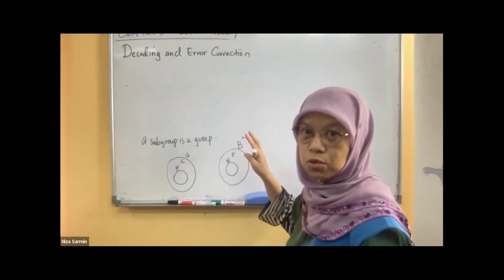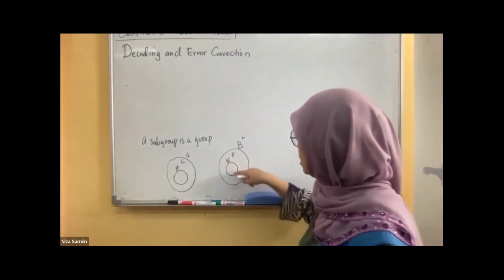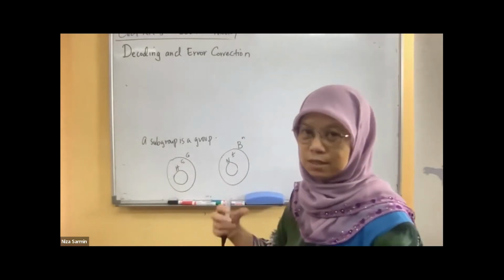You don't need to check on the associativity. So you just show this is a subgroup, automatically it becomes a group by itself.